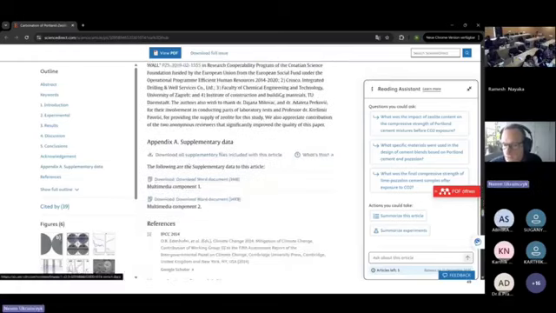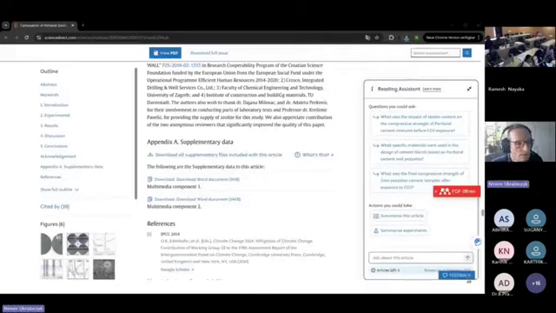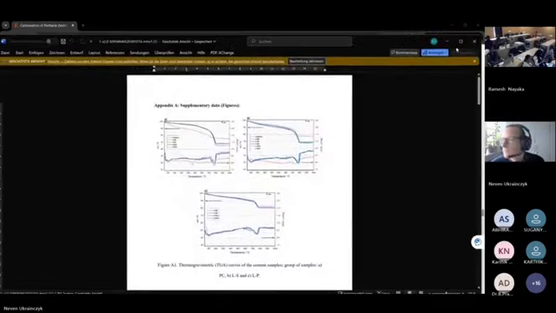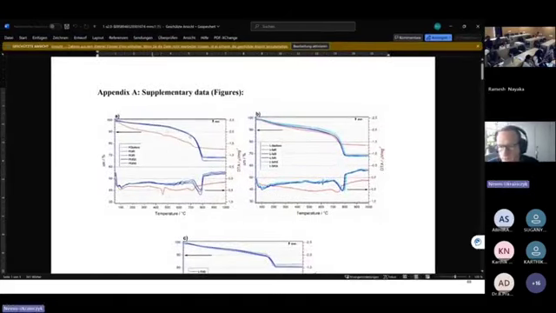I think it's here. Supplementary file. Yes, you can see the TGA curves, and this is the part from 700 to 900. This mass loss we attributed to CO2, carbonates.